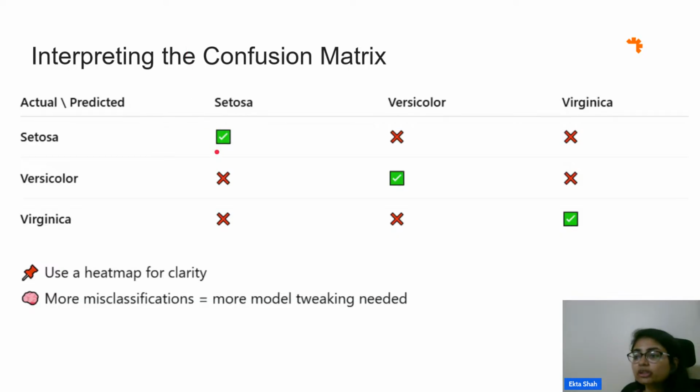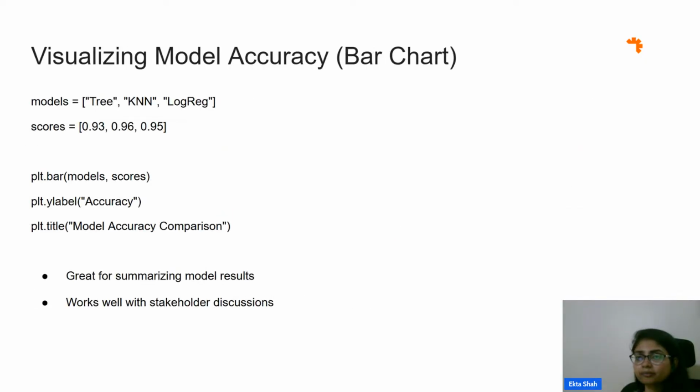Okay, so this is how you interpret the confusion matrix. If you have any questions regarding this, drop me a message if there is anything that is unclear. Now we'll do one more visualization before we go to our next module, which is the last module: visualizing the model accuracy in the form of a bar chart.